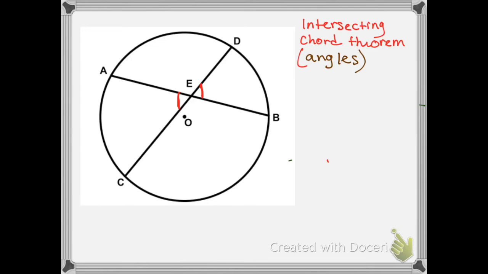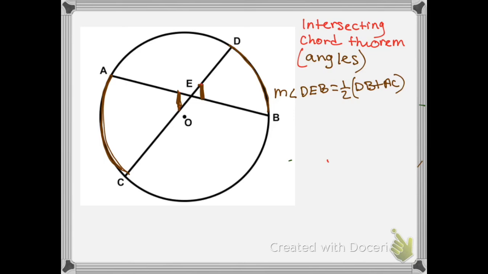Let's see. So if we wanted to find the measure of angle DEB, referring to this angle here, okay, what do we know? Well, we say that the measure of angle DEB is equal to 1/2 the sum of the intercepted arcs. So the two intercepted arcs are DB and AC. Very simple, okay? These two angles are equal. Therefore, these angles are going to be half of the sum of the intercepted arcs.